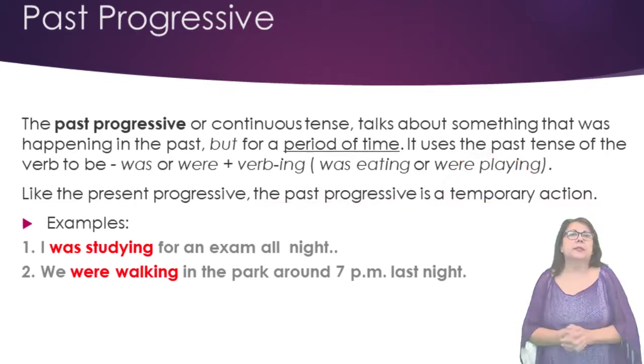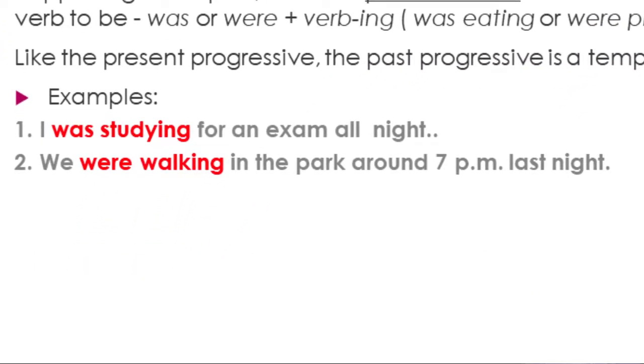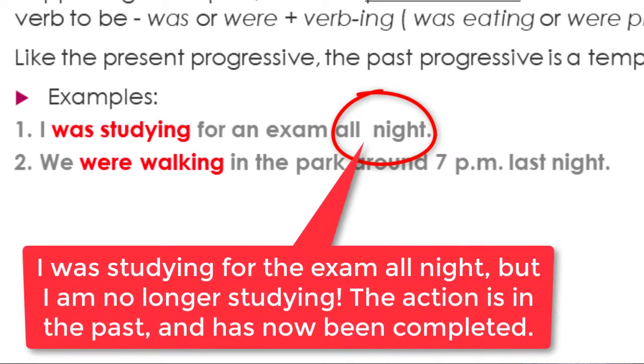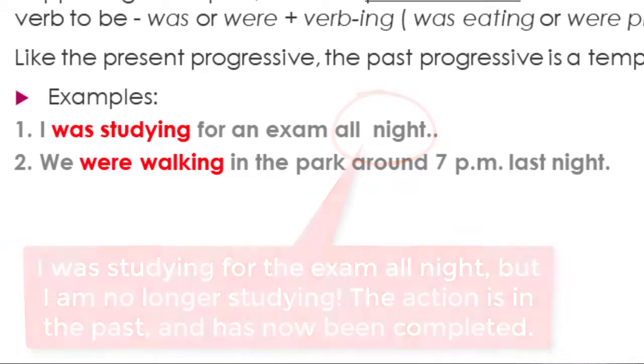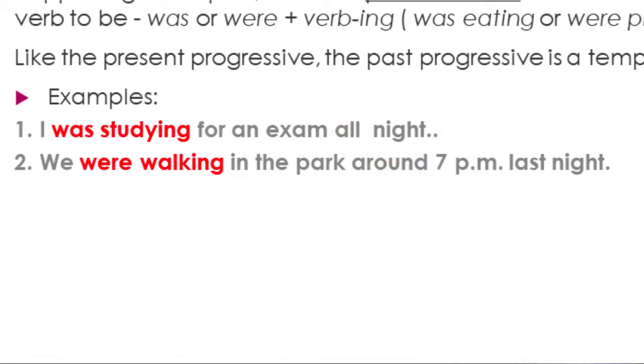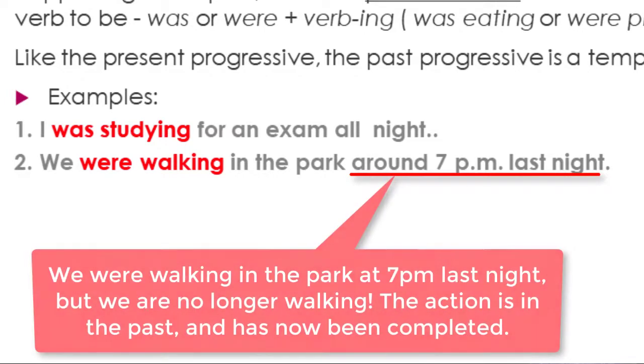Okay, here's some examples. I was studying for an exam all night. Okay, I'm not studying any longer. All right, that action already happened and it was last night. Number 2, we were walking in the park around 7 p.m. last night. Again, we were walking in the park at 7, but we're no longer walking in the park now.